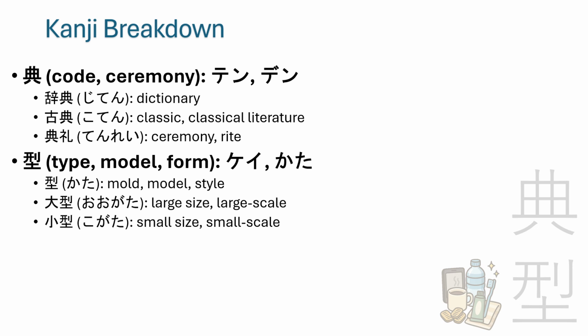The second kanji, 型, in 典型, indicates a type or model. This kanji is common in words that categorize or define forms and sizes. For example, 型 refers to a mold or style, often used for patterns or models, while 大型 signifies large size or large scale, usually describing something bigger than usual. The word 小型 refers to small size or small scale, highlighting smaller versions or forms.